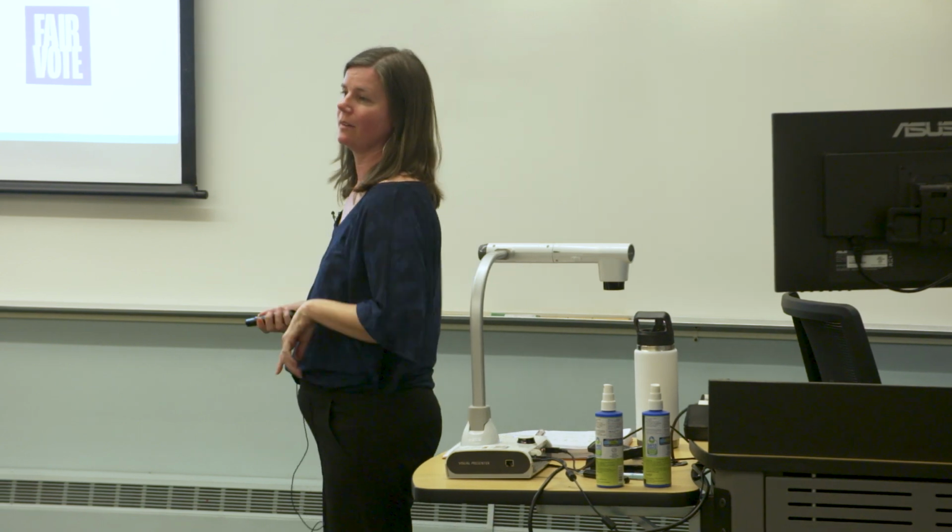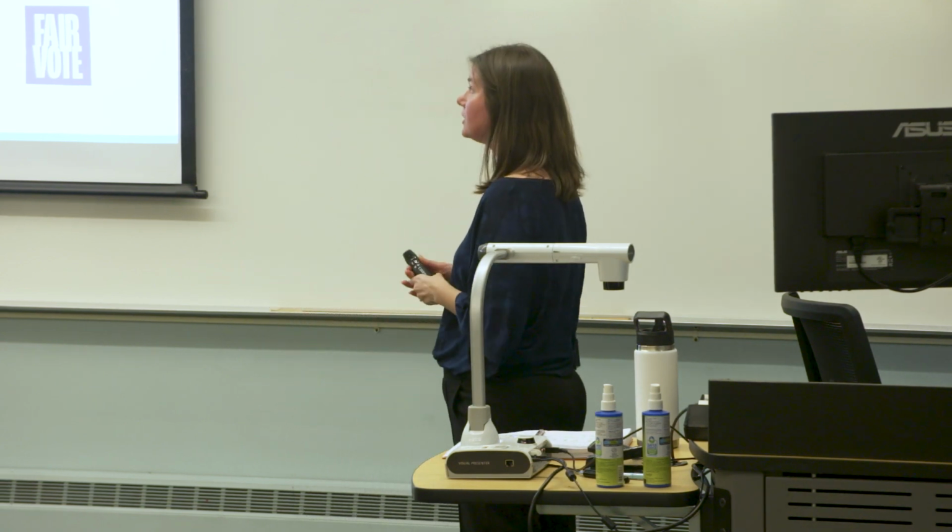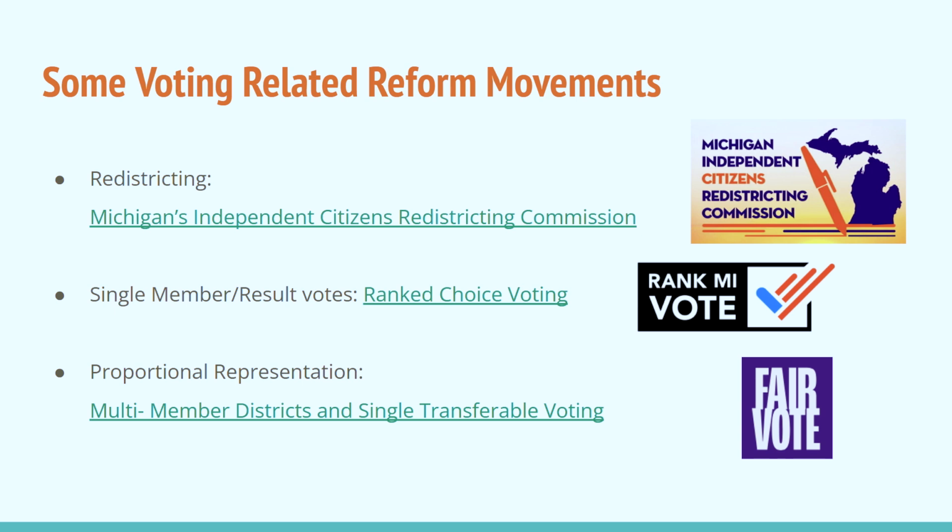Yep, we're going to talk about that one. So the first one, I'm not going to talk a lot about because it's related to redistricting and it's already happened. Michigan voters have already said gerrymandering is a problem. We don't want politicians drawing our district lines, so we want independent citizens doing that.